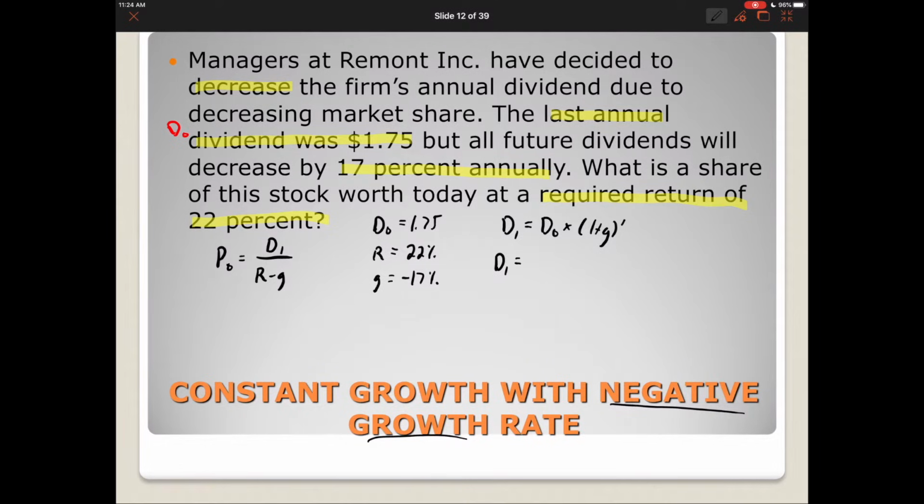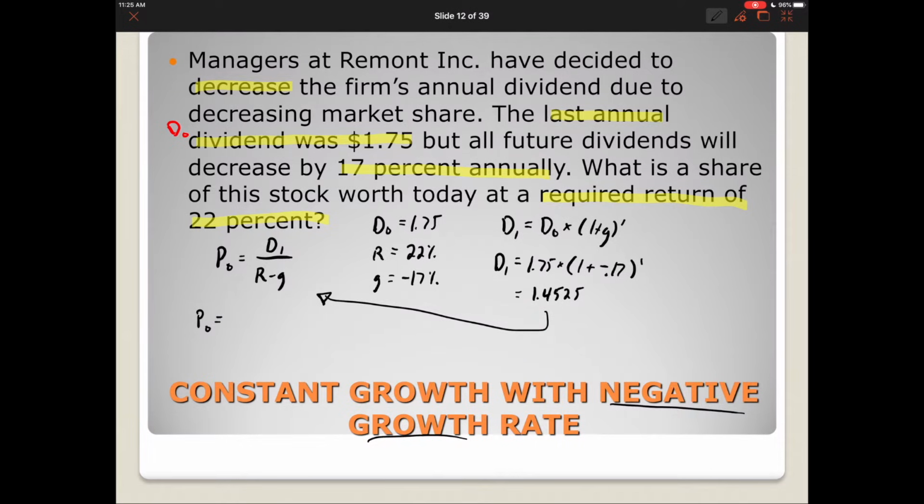Let's just input our given information. D sub 0 is $1.75. We're going to multiply it by 1 plus, but here we have a negative growth rate, so we're actually subtracting 17%, raising it to the first power. And our next year's dividend then would be 1.4525. I'm going to keep this to 4 decimals since it is an intermediate calculation. We try not to round these values because they will have an impact on your overall final valuation if you do so. So now let's take that dividend for the next year and input it into our constant growth model.